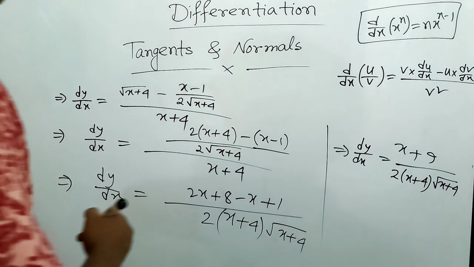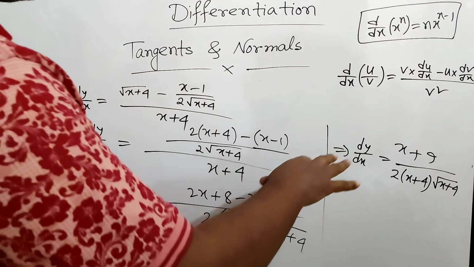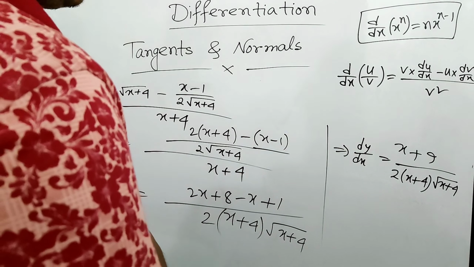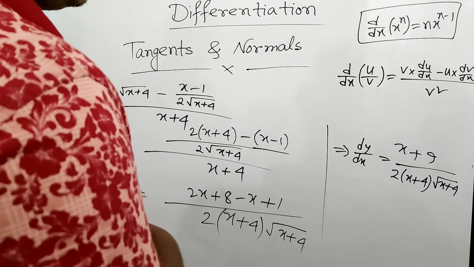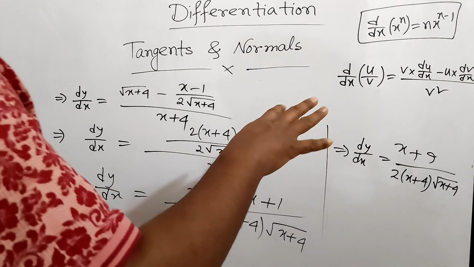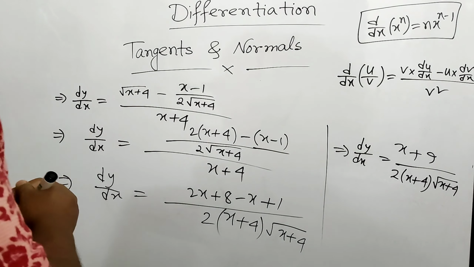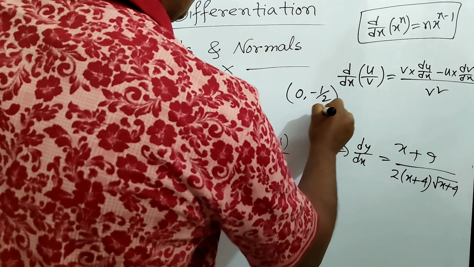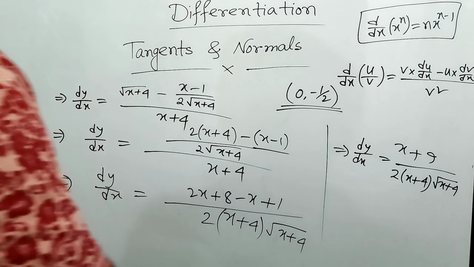So this is the differentiation. Actually here the calculation is quite long, because the given curve is quite complicated. Okay, so now we can easily find the value of m, that is the value of the gradient at the point. So we already calculated this point, 0 comma negative half. Okay, this is our point.